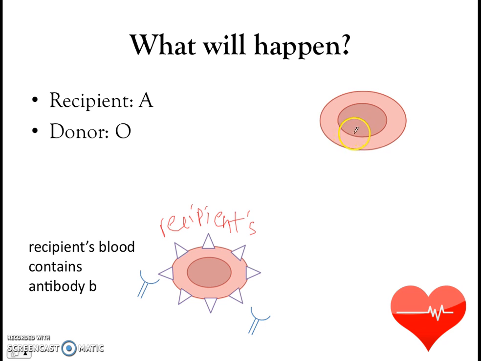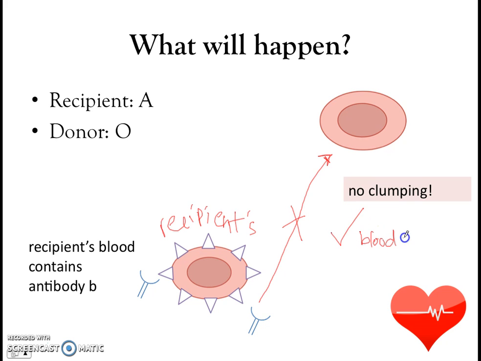What do you think will happen? Will these antibodies attack the donated blood? Well, in this case, nothing will happen, right? Because these antibodies B will not attack the donated O-type blood because the O-type blood does not have antigen B on it. So in this case, there is no clumping, and this is a successful blood donation, a successful blood transfusion. Right? So O-type blood can donate to A-type blood.